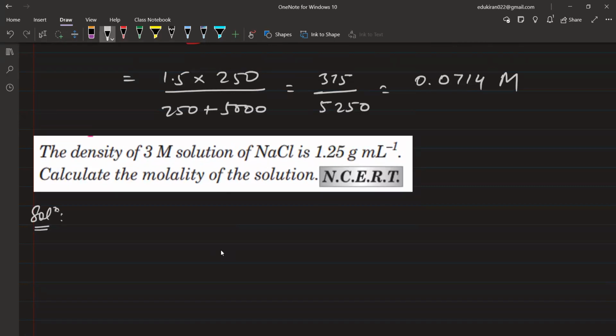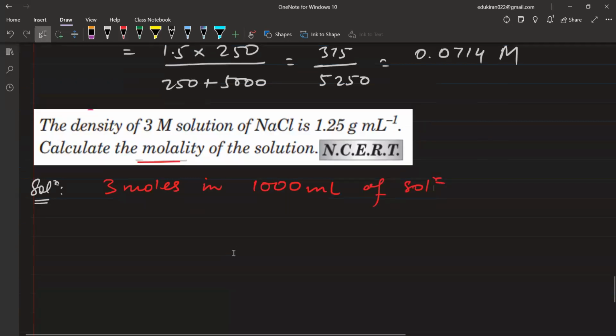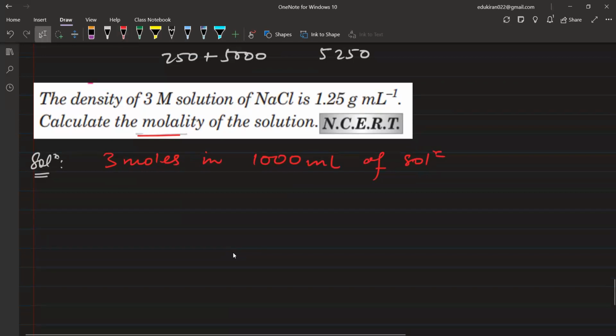The density of a 3 molar solution of NaCl is 1.25 grams per ml. Calculate the molality of the solution. That means we are going from molarity to molality. A 3 molar solution means 3 moles in 1000 ml of solution. Clear, guys? Yes, sir. This is the meaning.